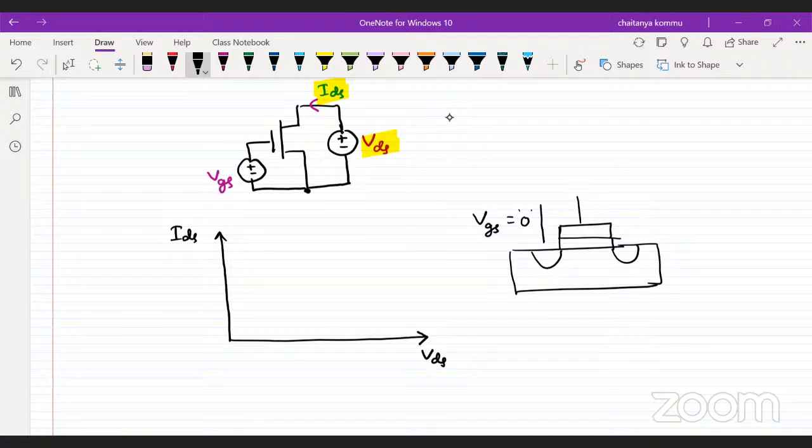This is the right thing. Where are the minority carriers available between the gate and bulk? No, there are no minority carriers at all. So no matter how much potential difference you apply between these two terminals, the carriers cannot move, because the channel is not there. Once the channel is there, only then can they move.